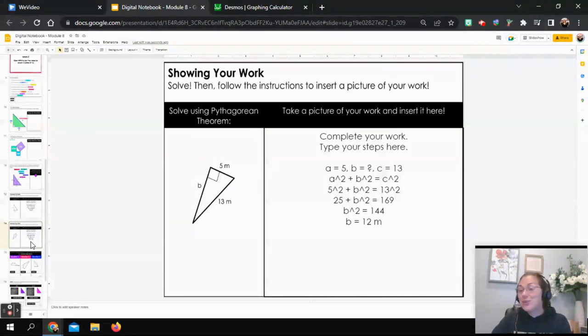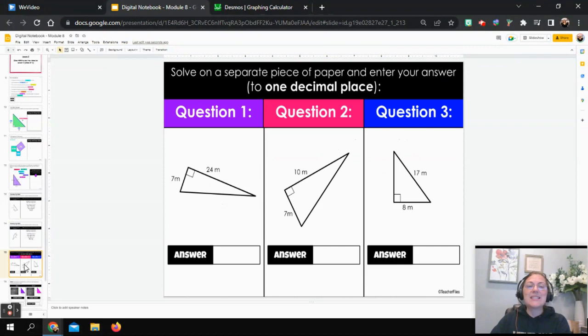All right, friends, you're doing great. Let's keep going with slide 15. Now, these are good practice questions. So you'll want to pause the video right now, do your work, and then come back and check your answers. So now is the best time to go ahead and pause and then check your answers by pressing play.